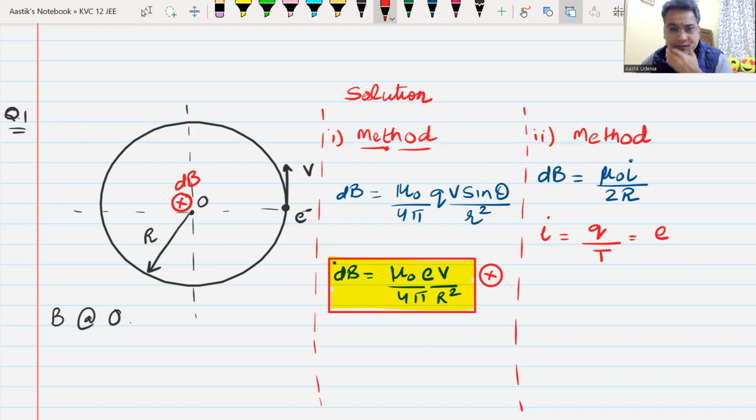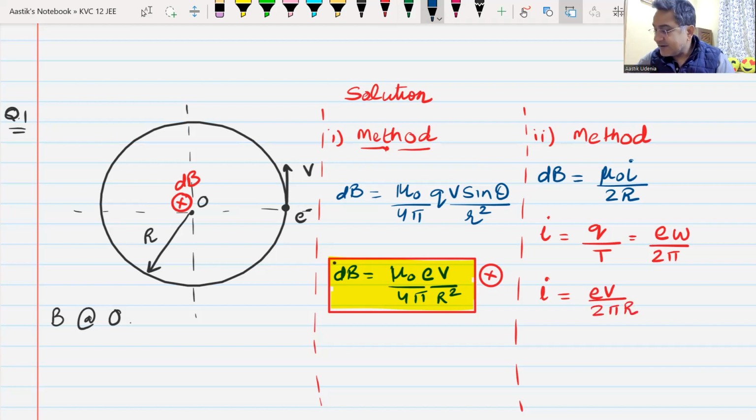Charge is E. Time period is 2 pi by omega. Now if omega is given, you could use omega. Here omega is not given, here V is given. So you can find out the value of omega. What is the relation between V and omega? V is equal to R omega. So omega is V by R. So I can now write I as E V by 2 pi R.